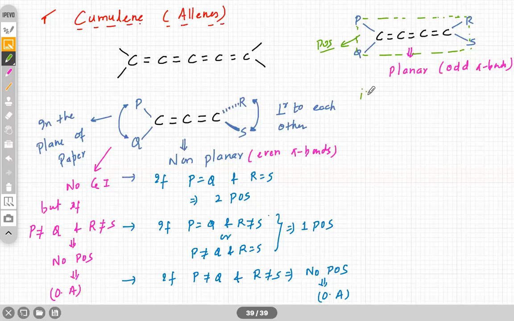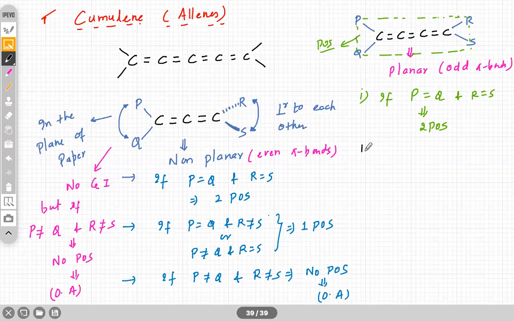Okay, but if a plane of symmetry is there, the total number of planes of symmetry we count here. In the first case, if P equals Q, and R equals S, we have a plane of symmetry like this, right? And one plane we have already, this one here. So in this case, we have two planes of symmetry possible.